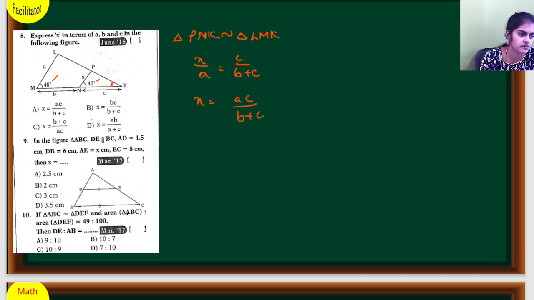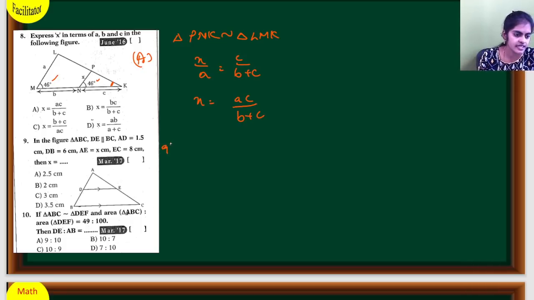Express x in terms of a, b, c in the following figure. So these two are actually similar. Here the angles given are 46, 46, so these two angles are equal and angle K is a common angle. So triangle PNK is similar to triangle LMK. When triangles are similar, you can take the ratio of the corresponding sides. So x by A equals C by B plus C. You need the value of x, so x I can write as AC by B plus C. So option A is correct.